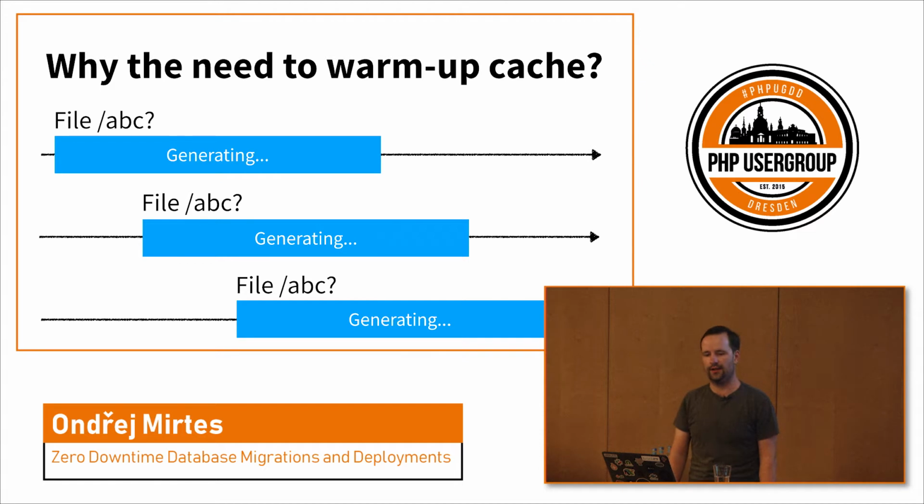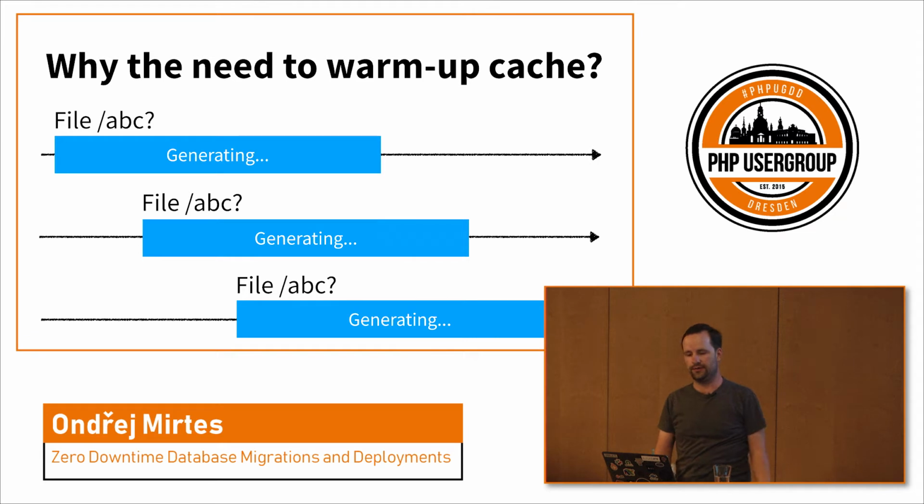Why would we need something like this? Why do we need to warm up the opcache? It's one of the main reasons why the server can struggle with the new application version. Because the file doesn't exist yet, it will be generated multiple times. So if we are already generating file ABC because of the first request, and someone else comes, the second request doesn't know that we are already in the middle of generating, and it starts generating again.